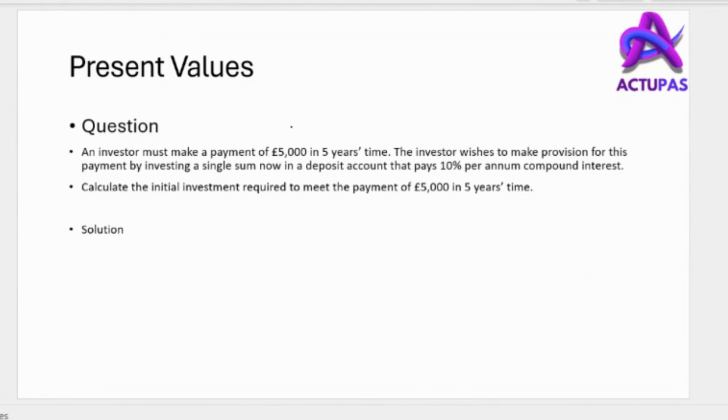So C is 5,000 and N is 5. The investor wishes to make a provision for this payment by investing a single sum now in a deposit account that pays 10% per annum compound interest. So I is 10%. Calculate the initial investment required to meet the payment of 5,000 in 5 years.